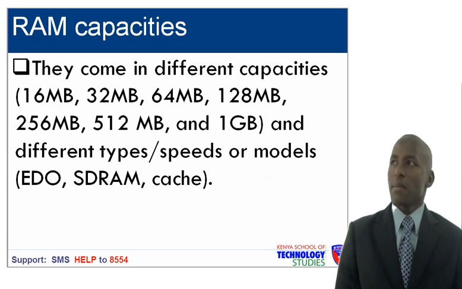RAM capacities. They come in different capacities, that is from 16 megabyte, 32 megabyte, 64 megabyte, 128 MB, 256 MB, 512 MB, and even 1 GB. And also it comes with different types or speed or even models. Other types of RAM are like EDO RAM. You also have SDRAM and Cache.